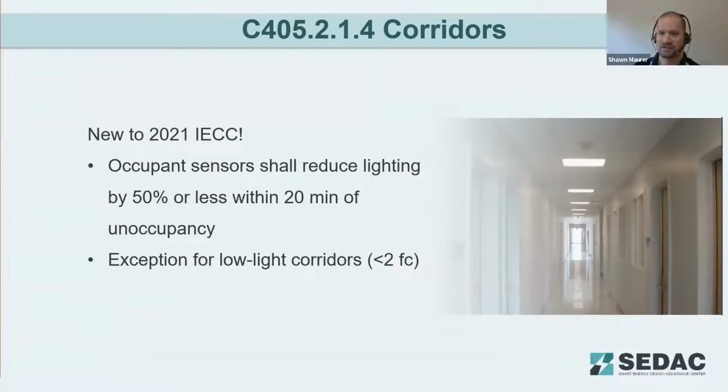For corridors, new to the 2021 IECC, they are adding in occupant sensing control for hallways that was not included in the 2018 IECC. Just a 50% reduction within 20 minutes of the hallways being unoccupied. There is an exception for hallways that already have reduced lighting output. So if you're not trying to make a brightly daylit corridor, it's kind of dimly lit. It's that 2-foot candle requirement there.